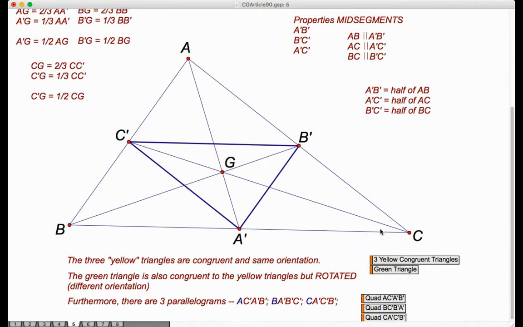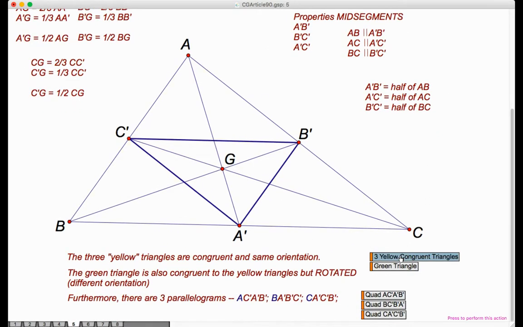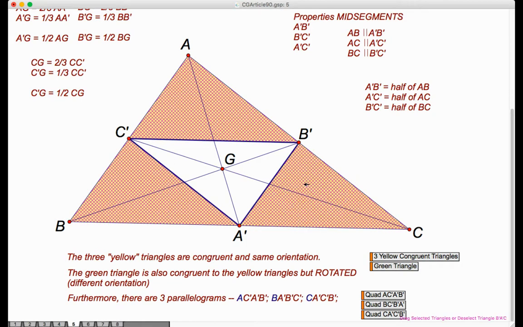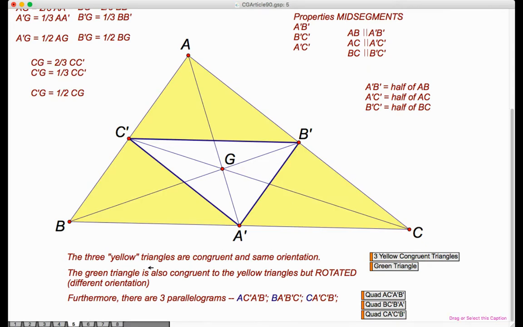But we can go beyond that. We can think of it in terms of triangles. The three yellow triangles are actually congruent to each other. Let me prove one of them. This is half the length of this, and therefore this segment A prime C prime is congruent to segment AB prime or B prime C. This segment is also congruent to this or this. And finally, this is congruent to this particular segment or this one. Therefore, by the SSS principle, these three yellow triangles are congruent to each other and they have the same orientation.